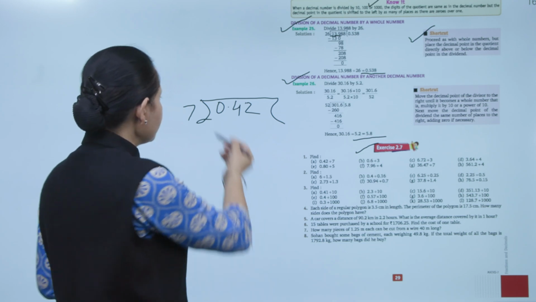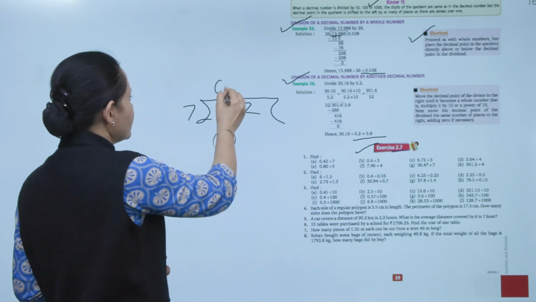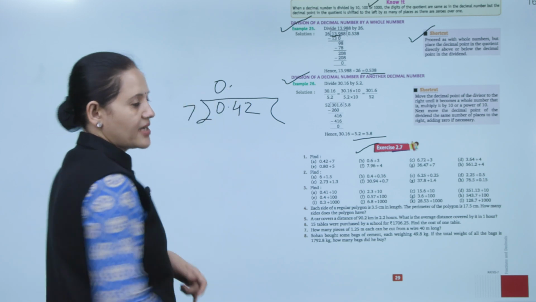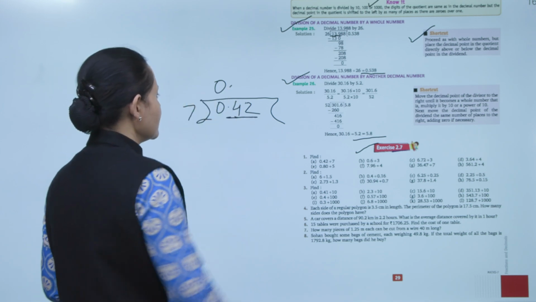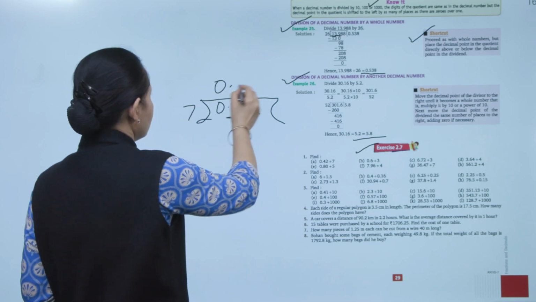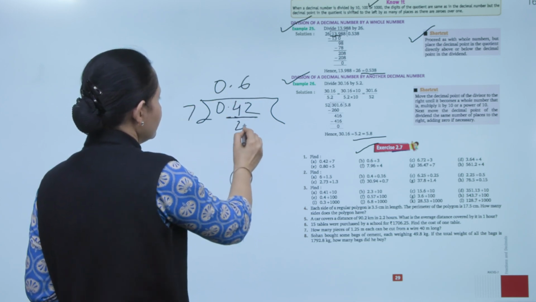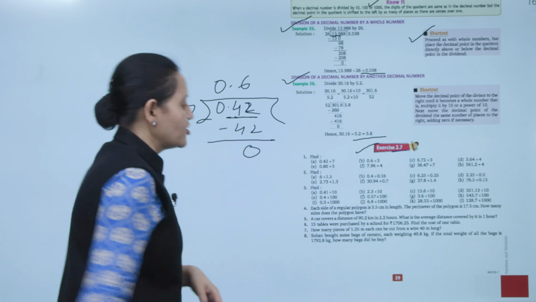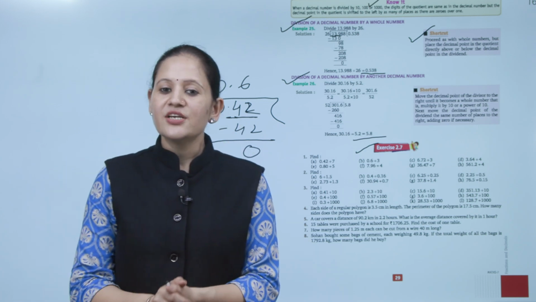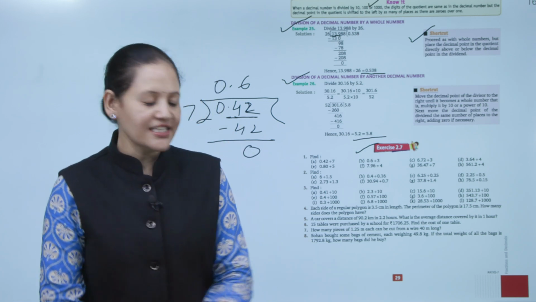Now first number is 0, so we will put 0. After the decimal तो हम डेसिमल लगा देंगे. Then we will take these two digits. 7 6s are 42. 0. So answer will be 0.6. Clear? So practice all the questions of this exercise.